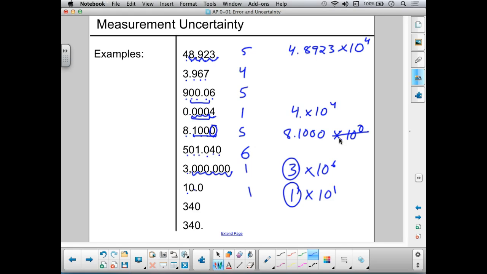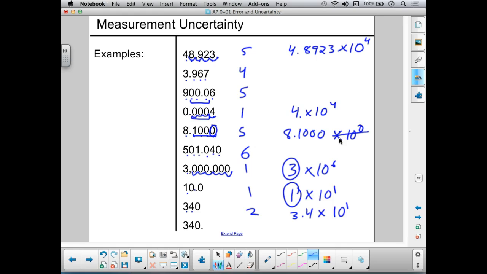340, same story as a million. I didn't put a decimal place at the end, so that 0 is not significant. I only have 2 non-zero values. So that's 2. And again, if you need to express it in scientific notation, we could do it like this. 3.4 times 10 to the 1st would be 340. Those are the same number, and we only required 2 digits to express the value. So it's 2 significant figures.